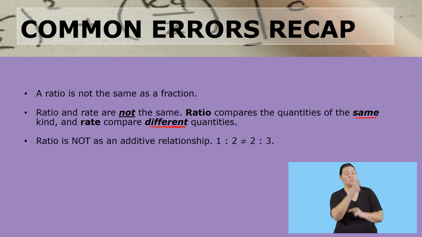Then lastly, remember that rate is not an additive relationship. So if I have a rate of 1:2, that does not mean that it is 2:3. When I am moving within the rates, I need to use multiplication and not addition. So remember that point.